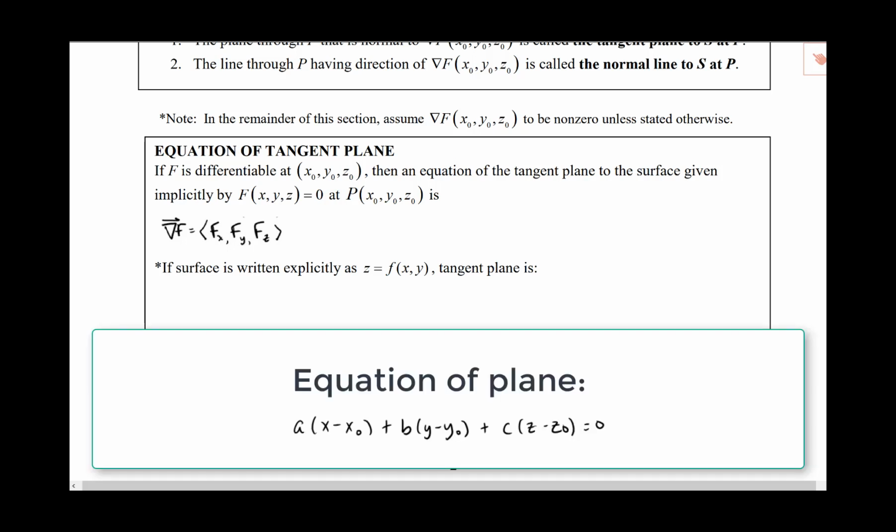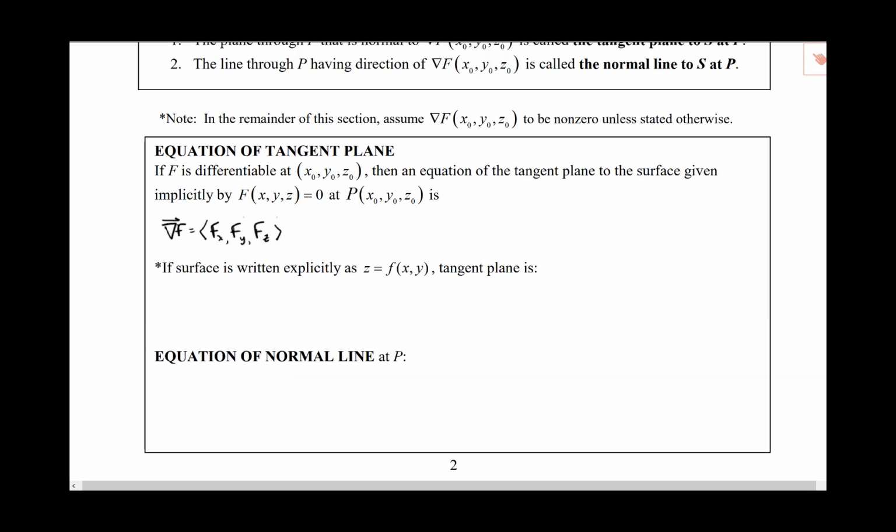Well, on the previous page, we just reviewed how to come up with the equation of a plane. And we know that the coefficients in that equation are in fact the components of the normal vector. So here we go. Here is the equation of the tangent plane. The equation of the tangent plane will be the partial of f with respect to x times x minus x naught plus partial of f with respect to y times y minus y naught plus partial of f with respect to z times z minus z naught equals 0. Now, by the way, those partials all need to be evaluated at the given point. You need numerical coefficients there.